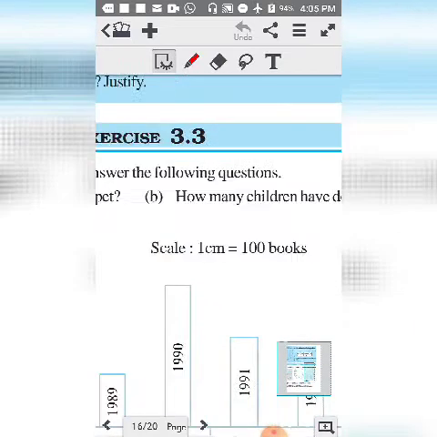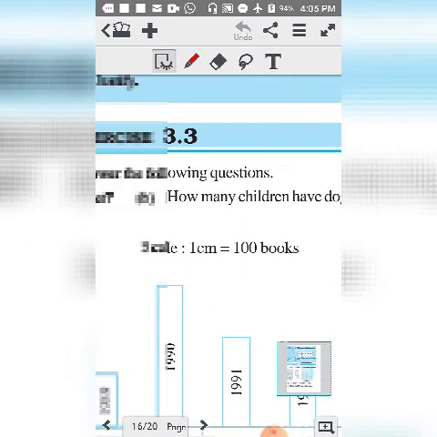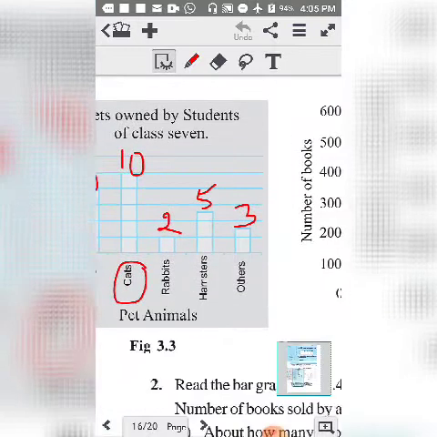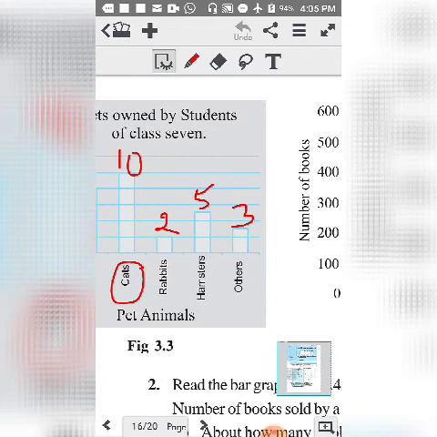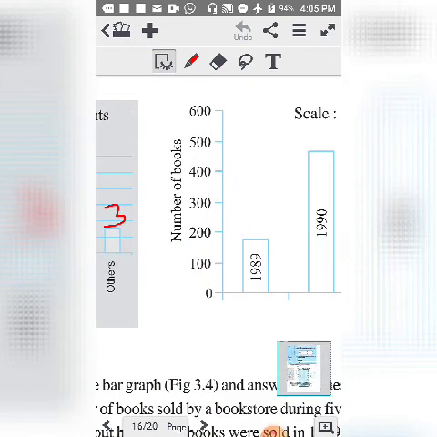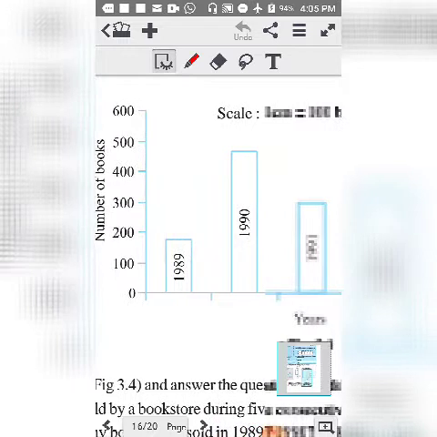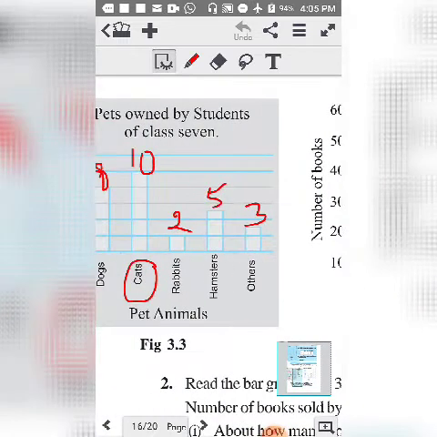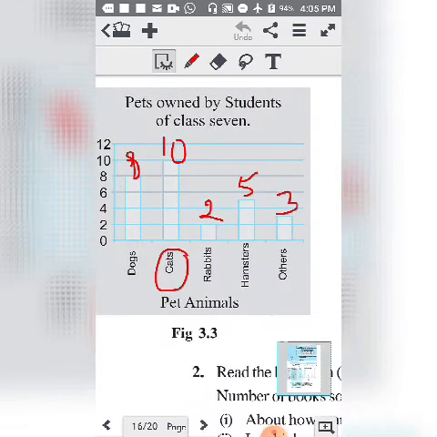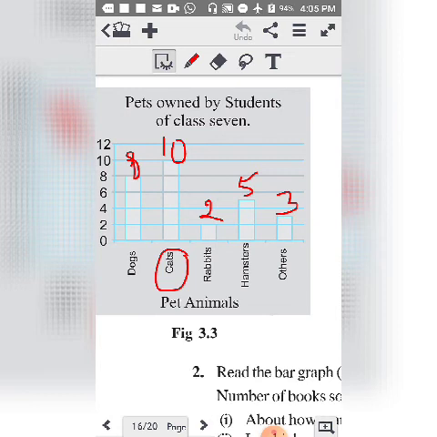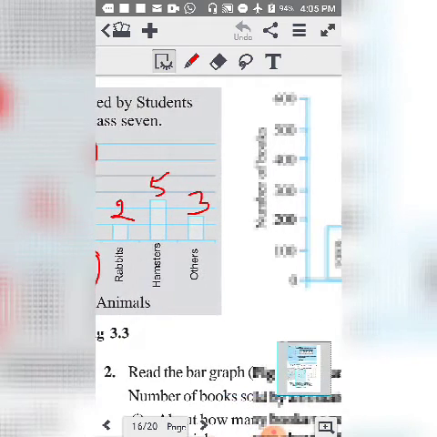And how many children have dog as a pet? So we can tell how many children have dog as a pet. Can you tell the number of dogs? So you will give the information that how many children are having dog. Which pet is least common? It is rabbit. How many children are described totally? So we add the numbers. So 8 plus 10 plus 2 plus 5 plus 3, that will give you the total. So this is how we read the bar graph.